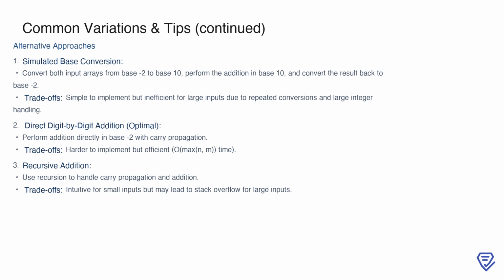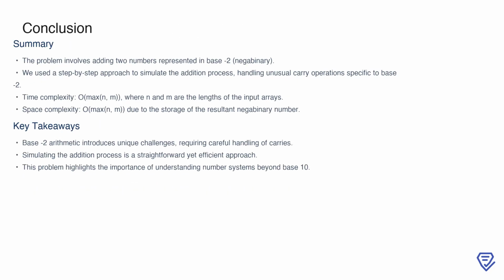This method is efficient, with a time complexity of O(max(n, m)), but it can be harder to implement due to the intricacies of Negabinary arithmetic. Another option is to use recursion for addition and carry handling. While recursion can be intuitive for small inputs, it risks stack overflow when dealing with large inputs, making it less practical in most scenarios. Weigh these trade-offs carefully to choose the approach that best balances simplicity and efficiency for your specific use case.